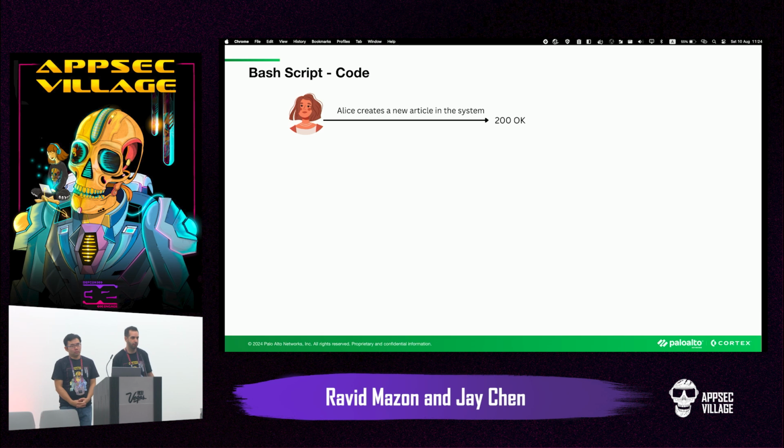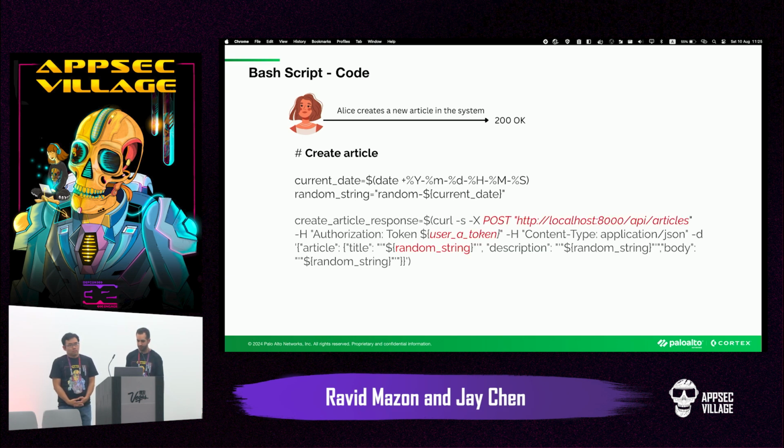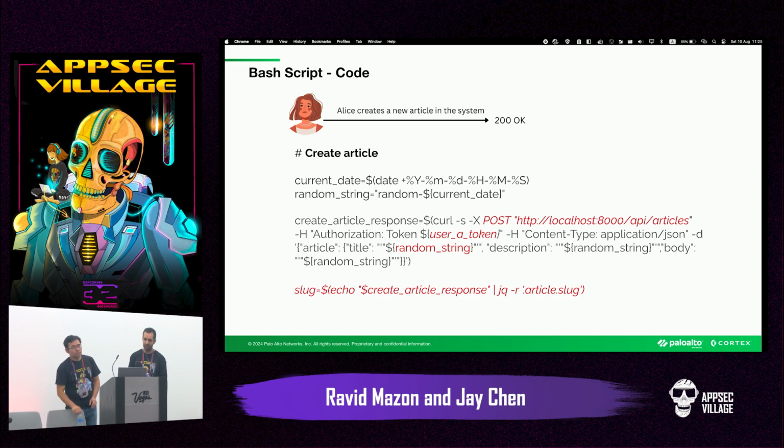Let's see the actual snippet of our code. So first of all, we will create a unique random string each time. So we will be able to create an article for multiple tests without getting an error that it already exists. So as you can see, we make a POST request to /api/articles. You can see that we use the user A token, which references Alice, and we use the article title as a random string. We will save the slug, which is in this case the article title.